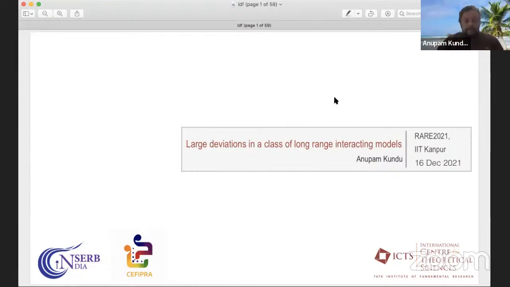Okay. So I would like to thank the organizers for inviting me to present my work, and I'll talk about large deviations in a class of long-range interacting models. I think this talk will be slightly different from other talks, although within the broad theme of the conference. I would like to acknowledge financial support from CEFIPRA and ACRB, Government of India, and also the computational support from ICTS.